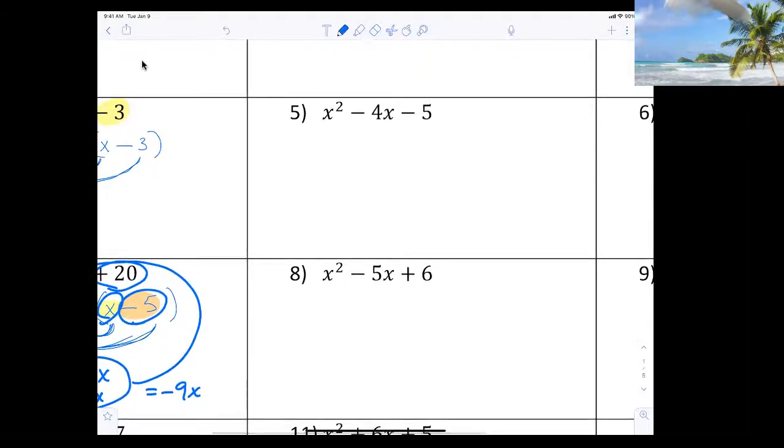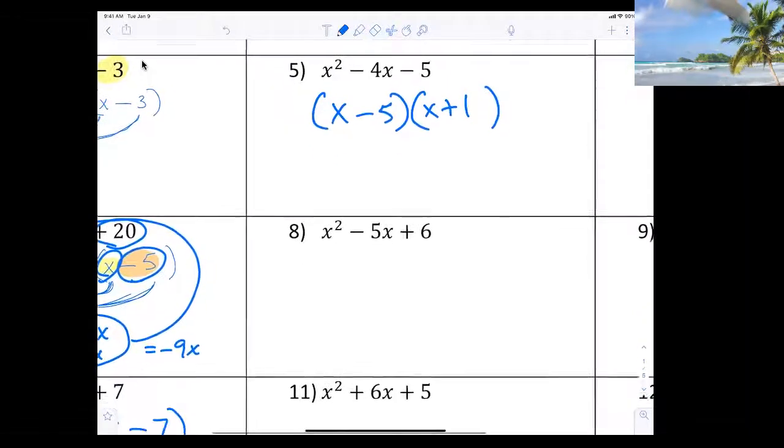Next. Connor, let's go. X and X. And 5 and 1. And it's plus 5. Are you sure? Minus 5. Minus 5, plus 1. Plus 1, right? Because you want to subtract them. All right, next, Sean.